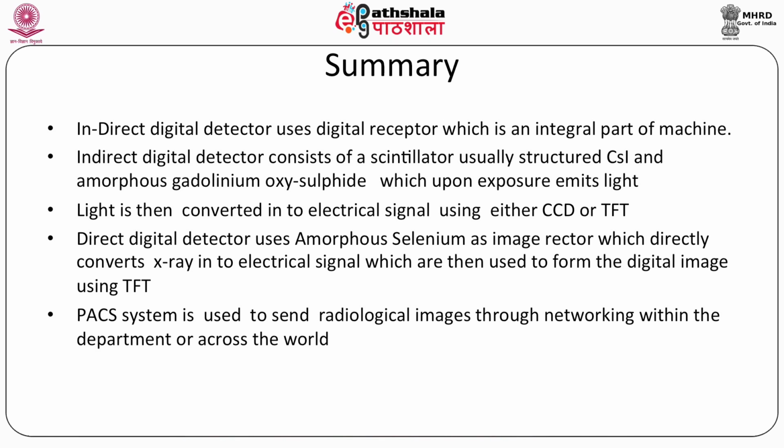Upon exposure it emits light. The light is converted into an electrical signal using TFT very often, or maybe CCD, charge coupled device. A direct digital detector consists of amorphous selenium, which directly converts the X-ray signal into an electrical signal, and these electrical signals are then used to generate the image by using thin film transistors.